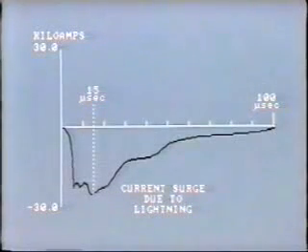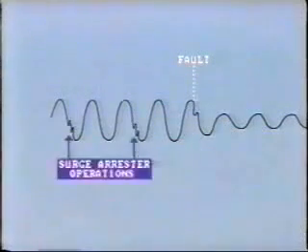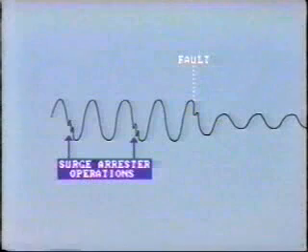This trace shows B phase to neutral voltage on a transmission line during a lightning storm. Look carefully at these points. Here, we see the high-frequency effects of arresters operating and conducting surge current to ground.